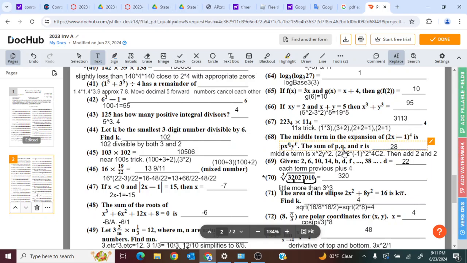Middle term of this expansion is that, sum of p, q, and r. The middle term is the x squared y squared term. Or in this case, it's just the x squared term because there's no y attached.